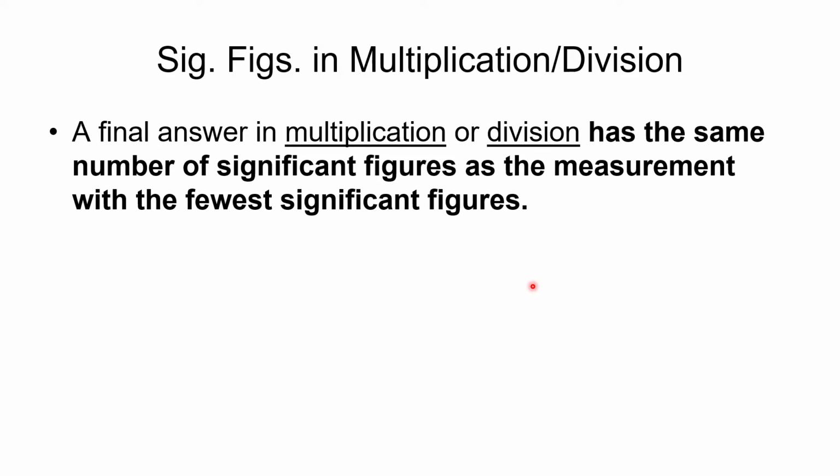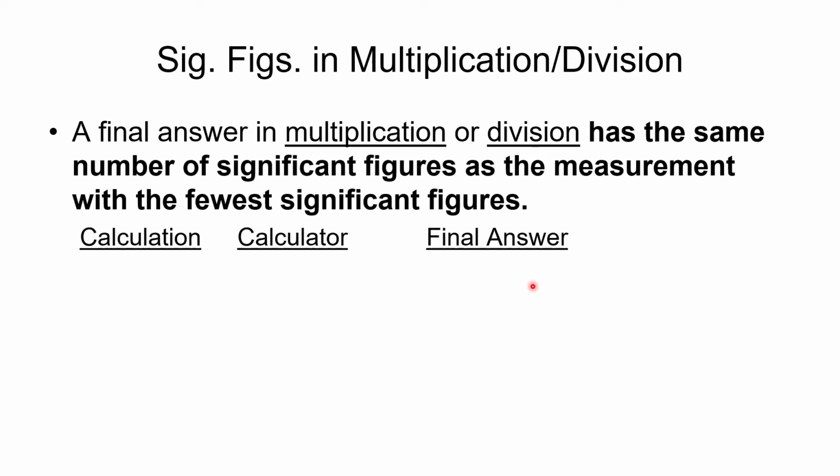So the final answer in a multiplication or division calculation has the same number of significant figures as the measurement with the fewest significant figures. So here is an example. We've got 2 numbers that we want to multiply together. These are presumably some measurements that we have taken somewhere. 1.3 times 1.1, and our calculator answer for this comes out to 1.43.